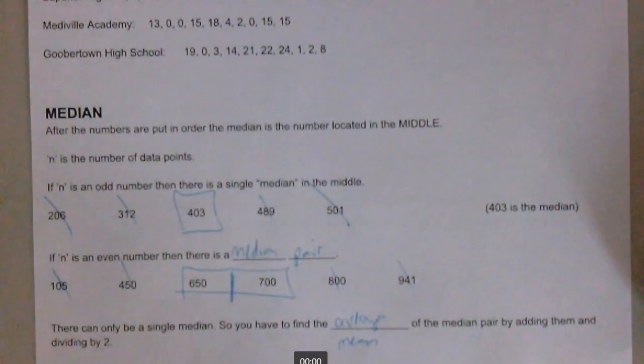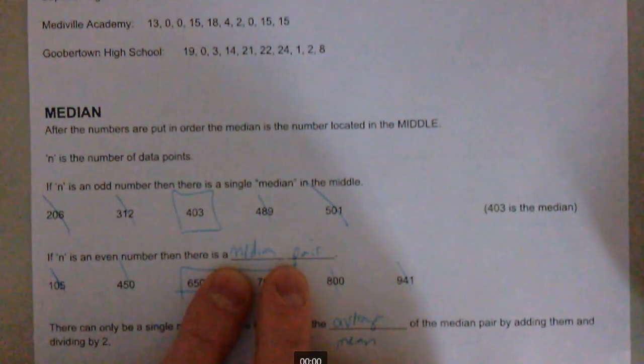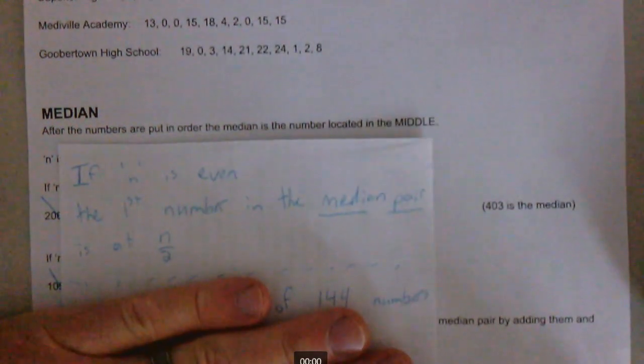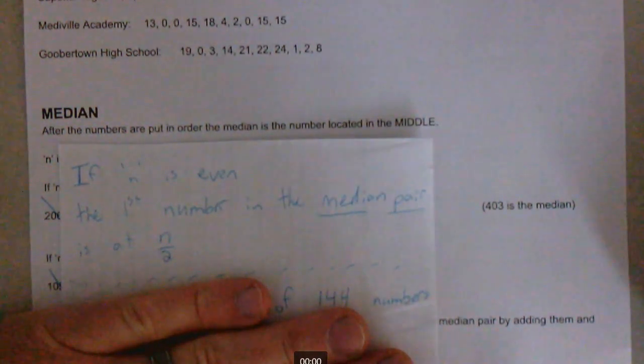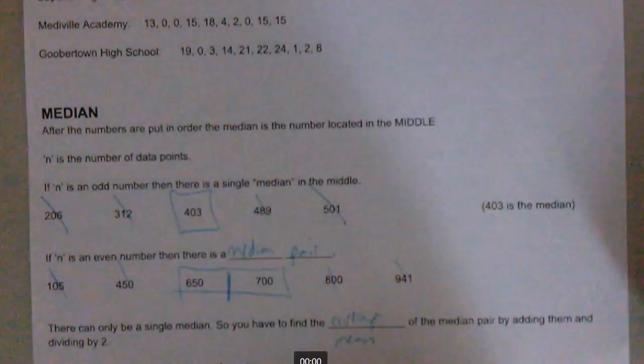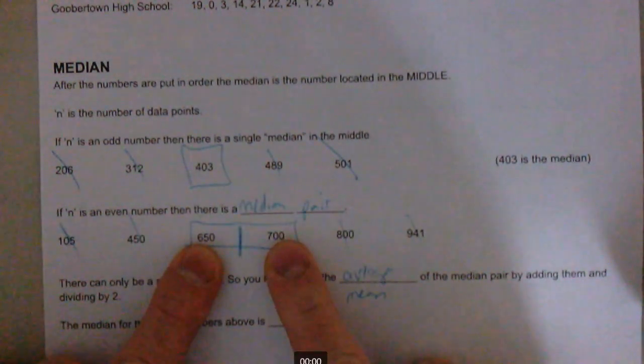Okay, what if they're even? We already talked about it: if there's an even number of numbers, we get a median pair, that is 2 of them, and we have to find the halfway point between them. So, if n is even, put this somewhere in your notes, please. The first number in the median pair can be located at n over 2. When I had 6 numbers, it wasn't that big of a deal. Biggest, smallest, okay, those are in the middle.